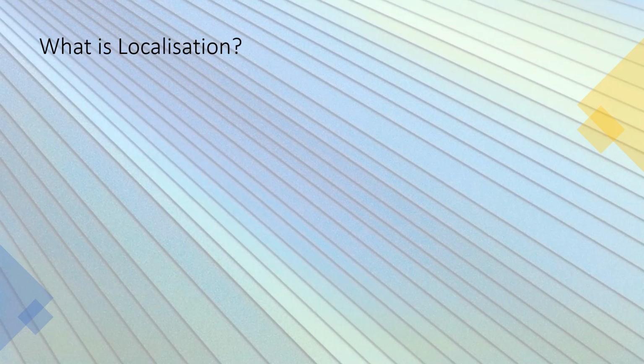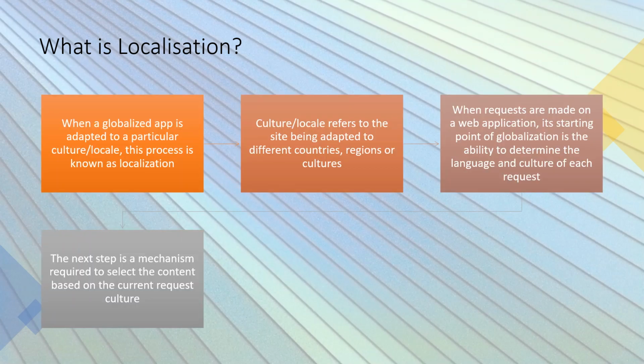And then what is localization? When a globalized app is adapted to a particular culture or locale, the process is known as localization. Culture or locale relates to the site being adapted to different countries, regions, or cultures.